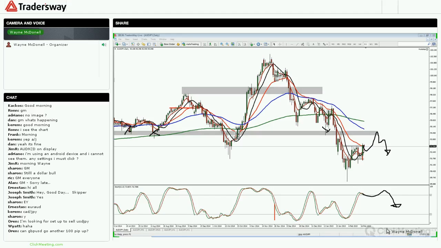Remember, it always comes down to central banking policy. Oren asks, can pound dollar go up another 100 pips? Sure. Absolutely. Why not? It's all about central banking policy. Everything is, including that move. So what's going on? And remember, we talked about last week that you got to get ready for the British pound.